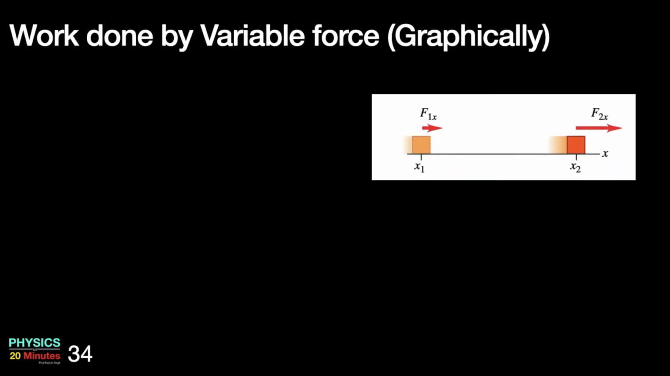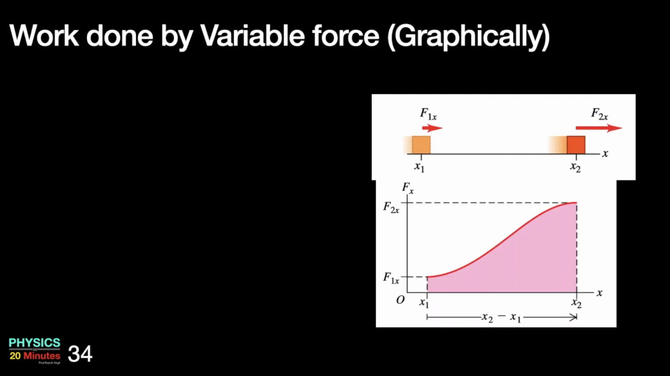However, what will happen if the force is changing? In the previous example, we saw that the force is constant. If the force is changing, when the block is at x1, force is less, and when the block is at x2, suppose force has increased. So in that case, the graph looks like this. When the body is at x1, the force is less, and when the body reaches x2, the force increases to f2x. This might be the curve by which the force is changing as the block is moving. So the question is, how much is the work done in this case?